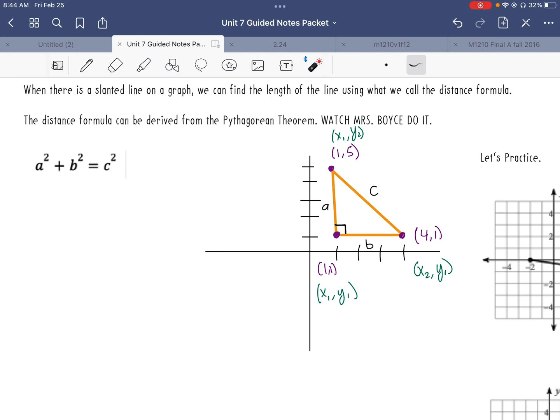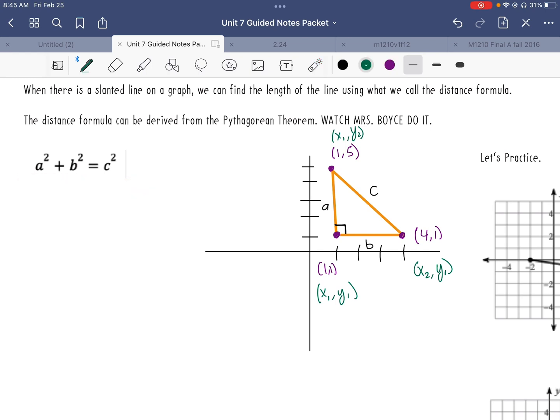The reason that works is because these have the same x. They both have the 1 as their x value. And these two work because they have the same y value. They both have that second one. So that's just some notation we're going to use in this formula. I just wanted to make sure you knew what it meant. Now we're going to dive into how we use all of this information to get the distance formula from the Pythagorean theorem.